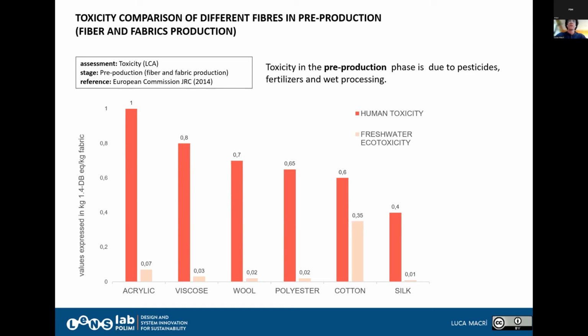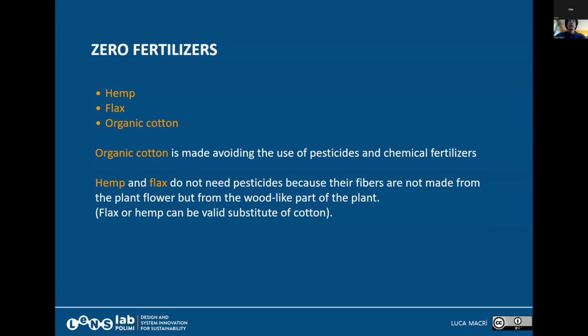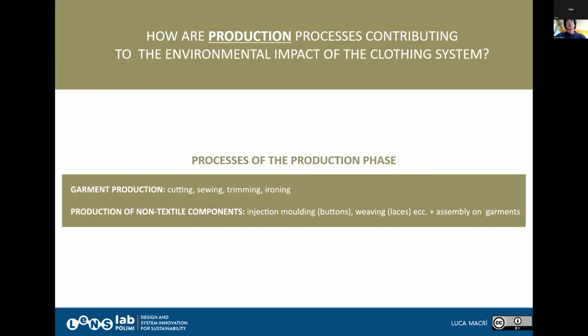while on the other side, for freshwater ecotoxicity, cotton is the most impacting. And again, this is not enough to say one is better than another, because we need to see how it is used in the final product, and how it is in relation to a functional unit and the life cycle. But at this stage, this is the overview on toxicity. And also we have other alternatives, which are hemp and flax, which do not need pesticides. I'm not going through this now, but you can read about it. So there are alternatives to cotton to reduce ecotoxicity.